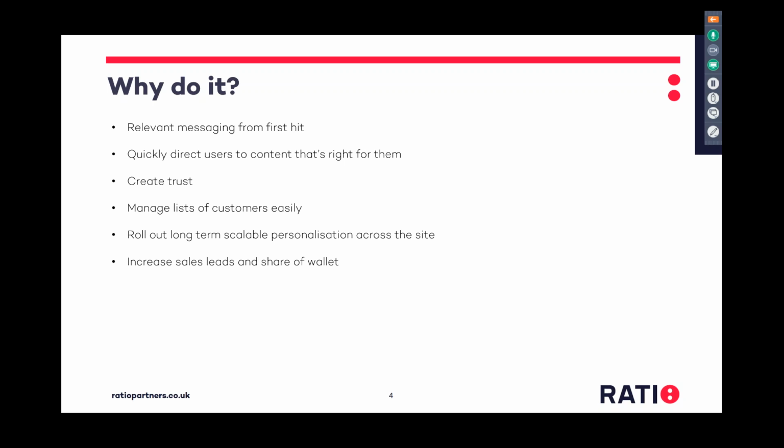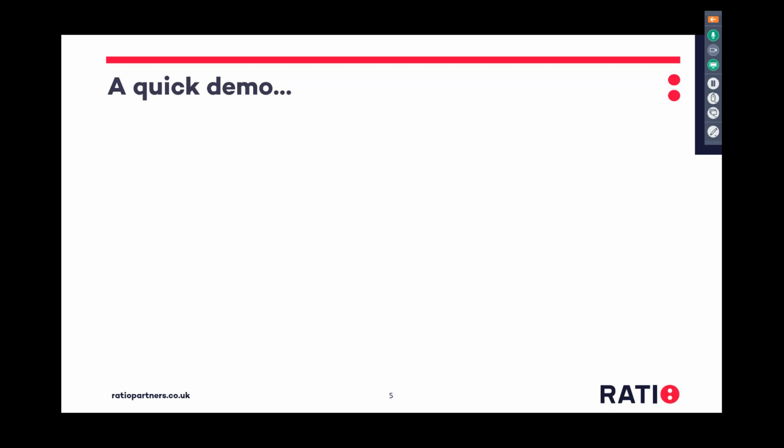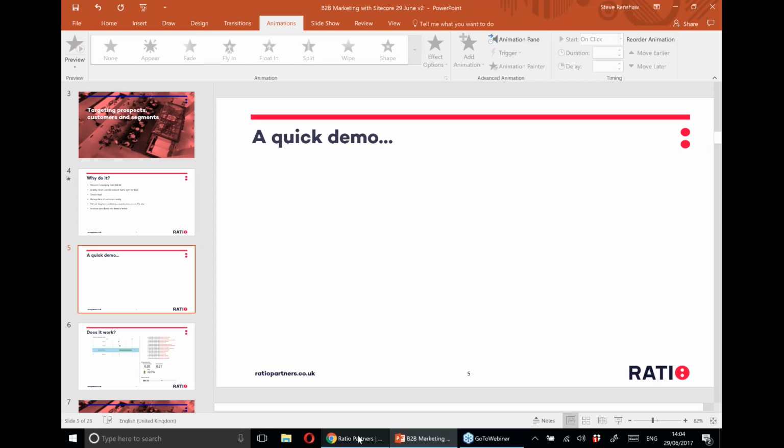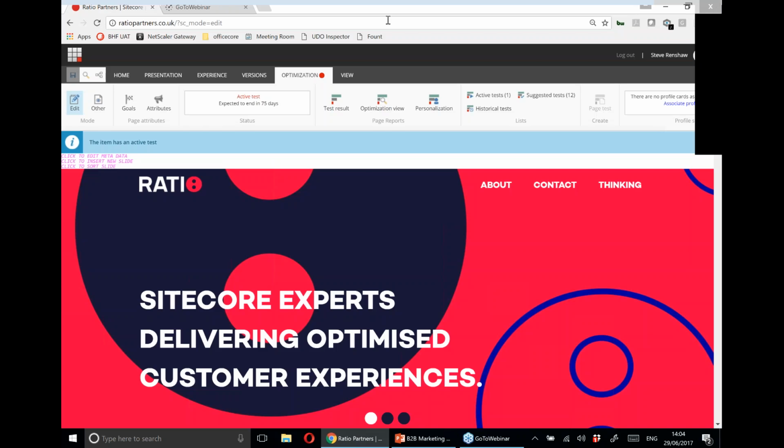And finally, why are we doing it? Well, obviously to increase sales leads, but also from an existing customer point of view, we're trying to increase the share of wallet as well. So we're trying to maximize the conversation, the interaction we're having with our existing customers to try and increase our repeat business. So I'm going to launch into a quick demo, first of all, to show you what I mean by targeting customers. So if I bring up our own site, I'm going to do this today all on our Ratio Partner site, and we've got some of this actually set up ourselves.